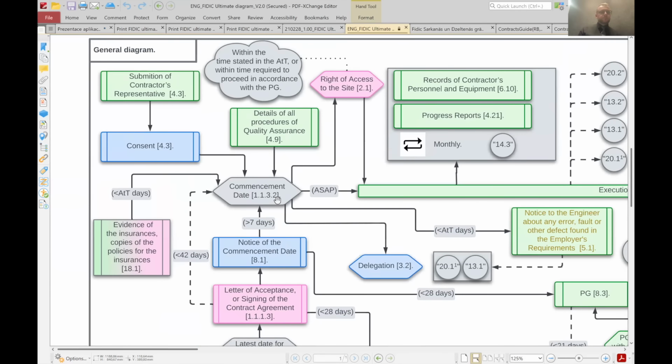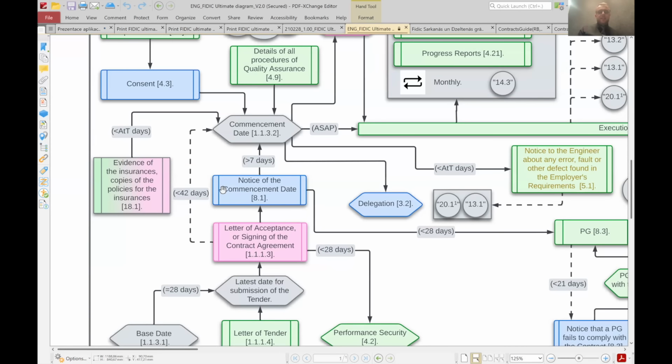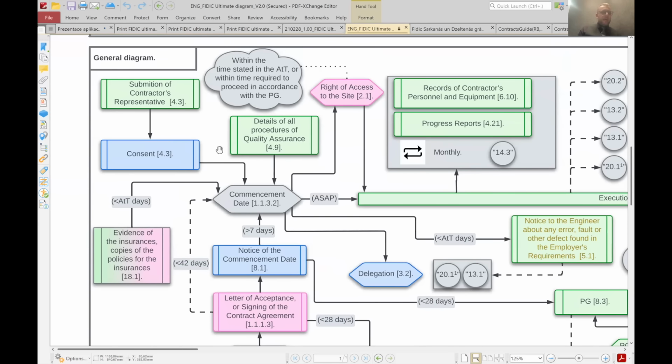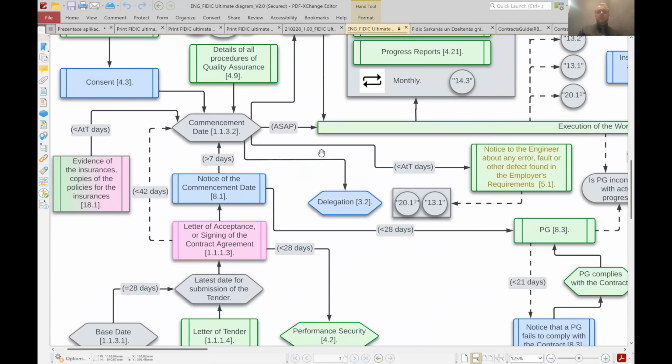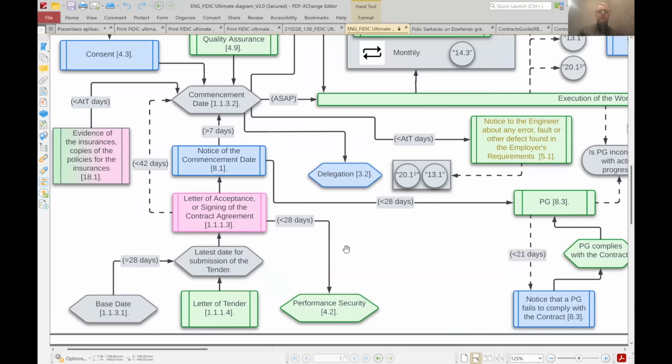Okay, the next symbols that we have are the contractor's representative. That means the people that are the main people on the construction project, which are communicating, and the insurance, for example the bank guarantee, the performance security and stuff like that.